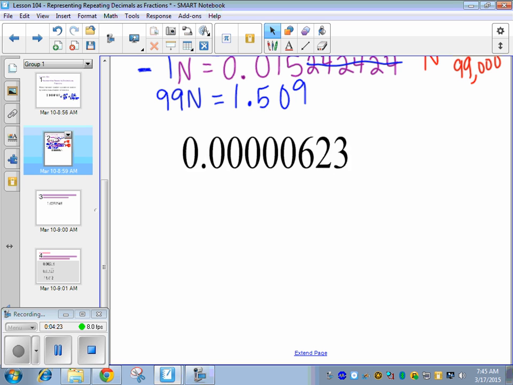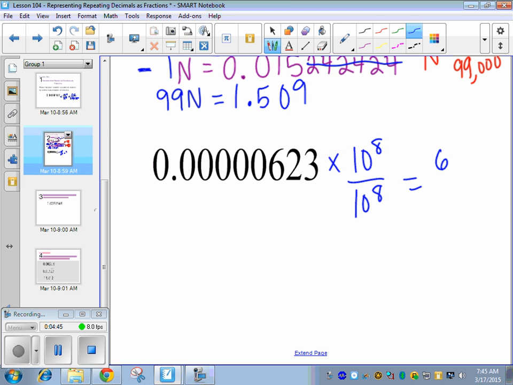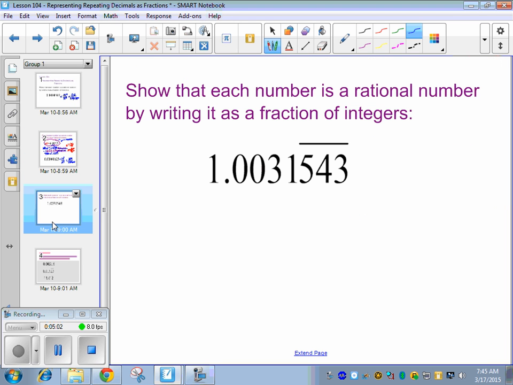All right. So here's another easy one because there's no repeater. So if there's no repeater, you're going to do it the easy way, which is just moving the decimal. So how many places do I need to move the decimal to make it a whole number? 5, 6, 7, 8. So we're going to do the same thing, 10 to the 8th, 10 to the 8th. So we get 623 over 100 million. Okay, so no repeater, just multiply by however many spaces we need to move it over to top and bottom, okay? But let's try another one with a repeater.